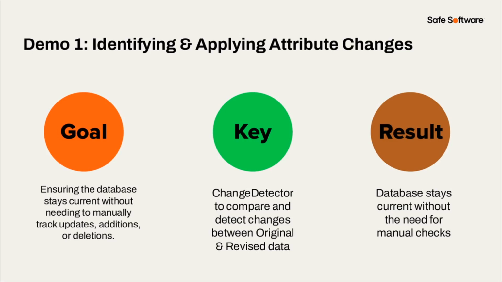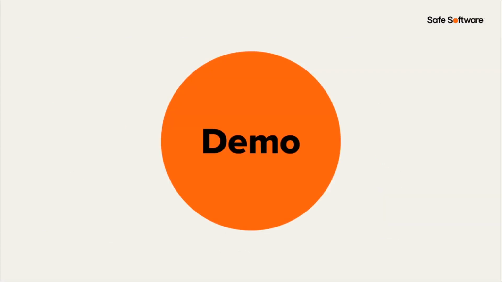So we want to ensure that the database stays current without the need to manually track updates, additions, or deletions. And the key here is to efficiently use the change detector to compare and detect changes between the original and the revised data. And with that, the SQL Server database will now stay up to date with the city's license data without any manual review or full table overwrites. So overall, this approach is very efficient and makes the downstream applications using the database way more reliable and current. So now let's go into the demo.